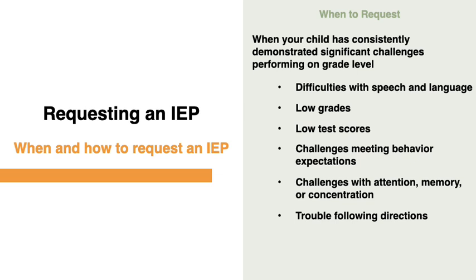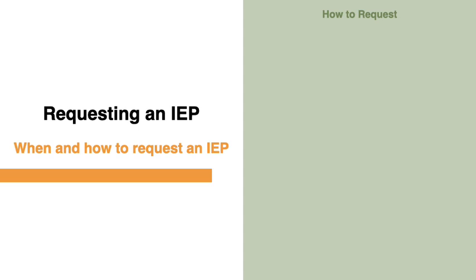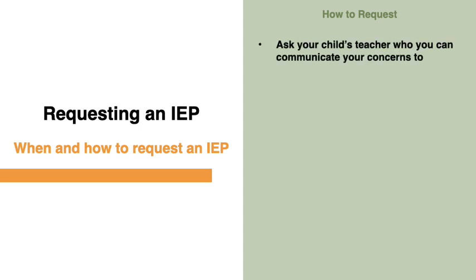So if you have consistently seen these behaviors demonstrated by your child, you may see this as an opportunity to request an assessment. So how would you do that? First, it may be beneficial to ask your child's teacher, who can you communicate your concerns to? Depending on the school that you're at, it may be the school psychologist, it may be the special education administrator. So really think about who you will have this conversation with, and be working with moving forward.